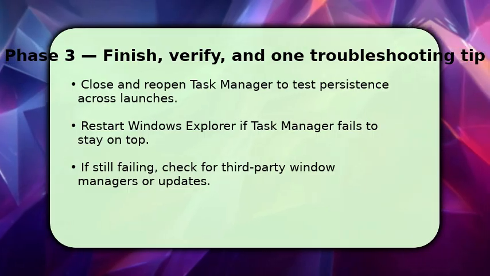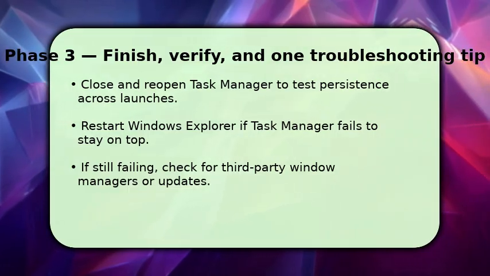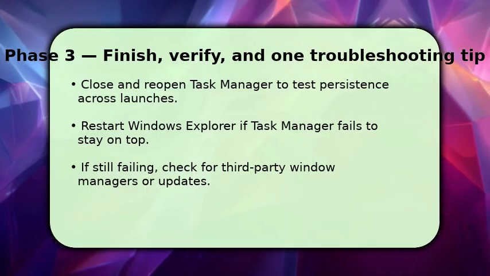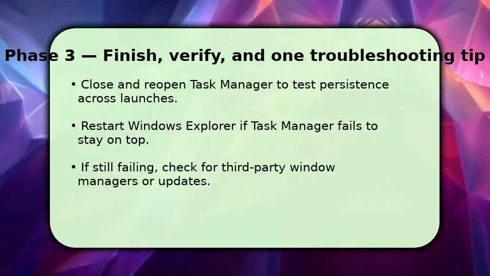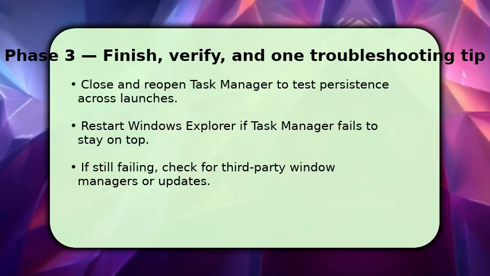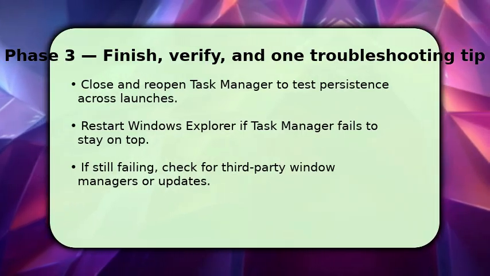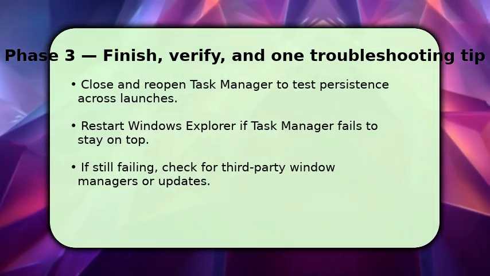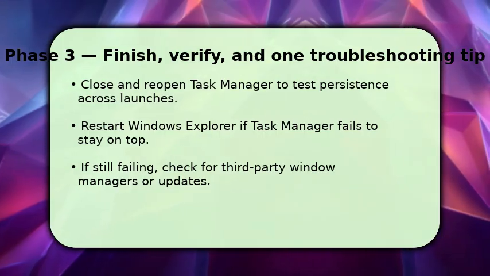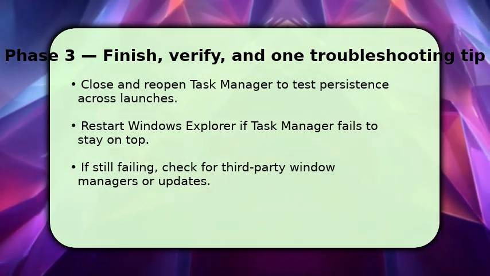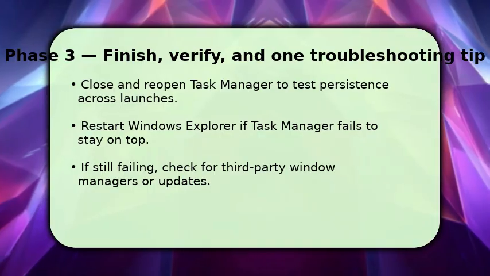If Task Manager does not remain on top, restart Windows Explorer via Task Manager itself. Select Explorer, then Restart to reapply window behaviors. Make sure no third-party window managers or utilities are overriding focus rules. Uninstall or disable them temporarily to test. If problems continue, update Windows, because system updates often fix Windows Z-order issues and restore normal behavior.